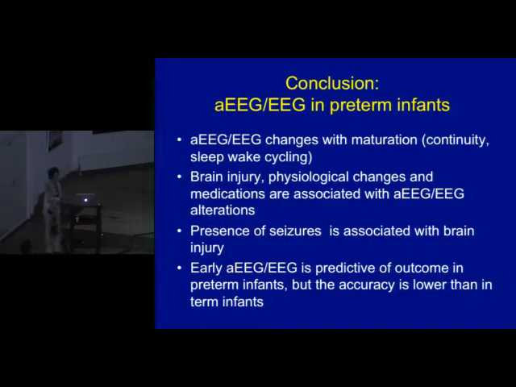So, in conclusion, in premature infants, EEG changes with maturation, continuity, sleep-wake cycling, brain injury, physiology changes, and medication, which is very important, are associated with EEG alteration. Presence of seizures is associated with brain injury, and early EEG is predictive of outcome in preterm infants, but the accuracy is lower than in term infants.